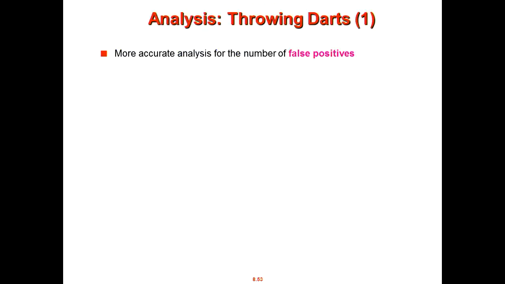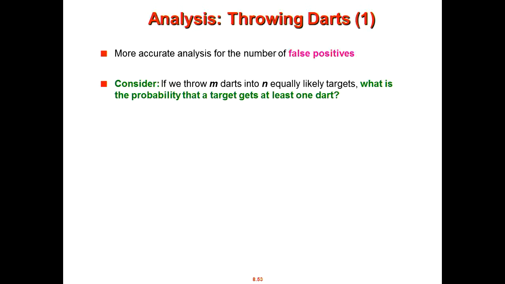And there's some more analysis of this simple approach, a more accurate analysis for the number of false positives. It's kind of like throwing darts, actually. We are throwing m darts into n equally likely targets. What is the probability that a target gets at least one dart? In our case, the targets are the bits of the array, and the darts are the hash values of items. We compute the hash values for the items, then we set the corresponding bits to ones.